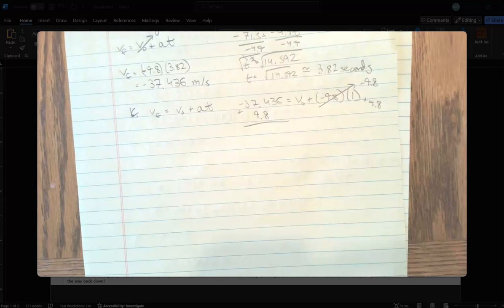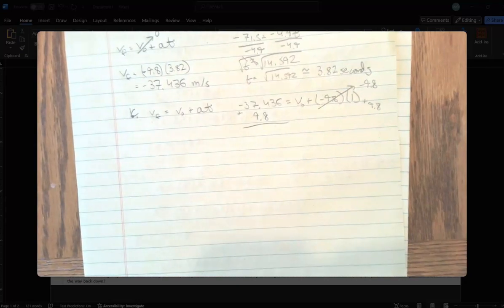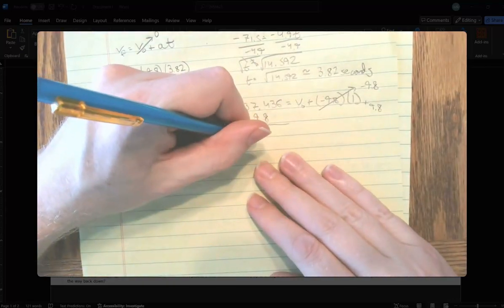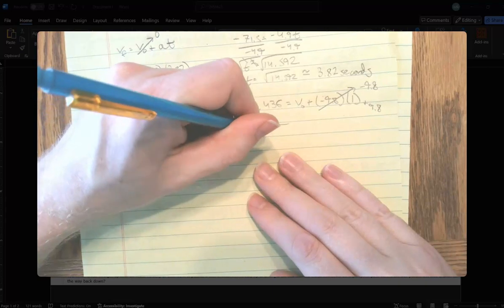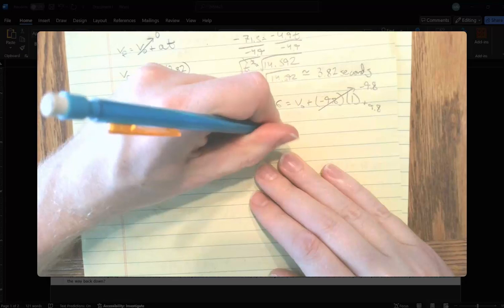So in this case, it is kind of important that you include the negative sign for velocity. Otherwise, you are going to get an incorrect answer there. So my velocity 1 second before hitting the ground is going to be negative 27.636.